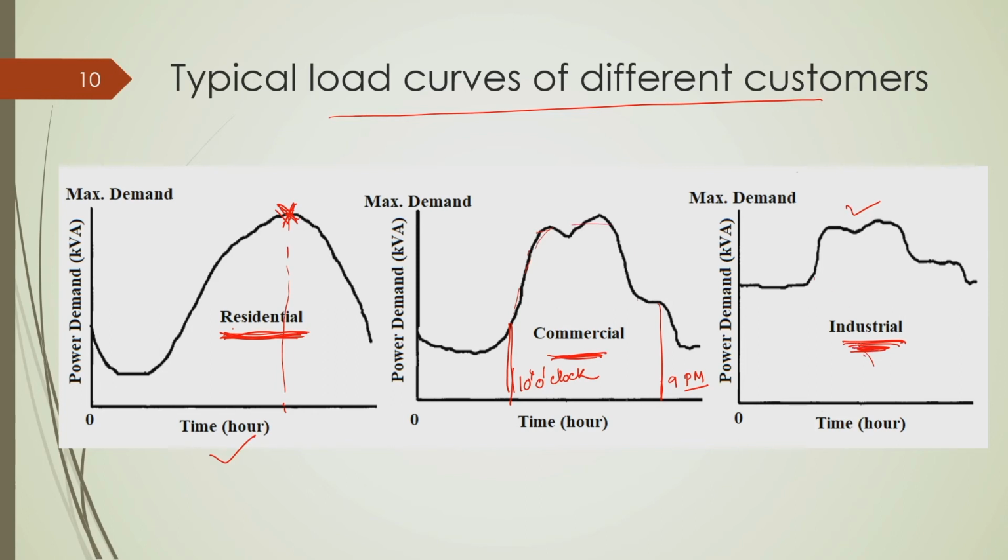Similarly, in industrial customers, the demand is also restricted to a particular time of the day, which starts from, let us say, 9 or 10 o'clock in the morning, and shuts down at, let us say, 7 or 8 o'clock in the evening. This timing I am talking about is tentative, and it will vary from one country to another. So, these are some typical characteristics of load demand curves for different types of customers.